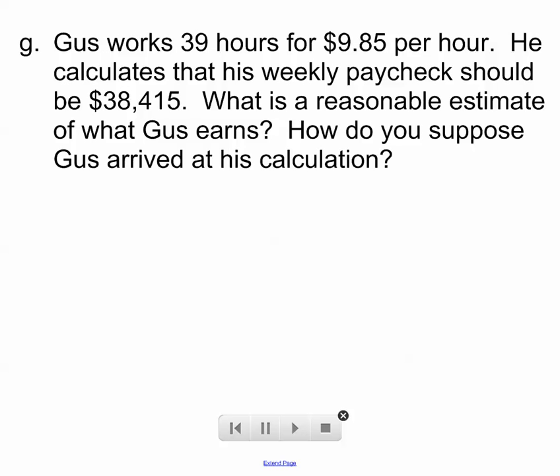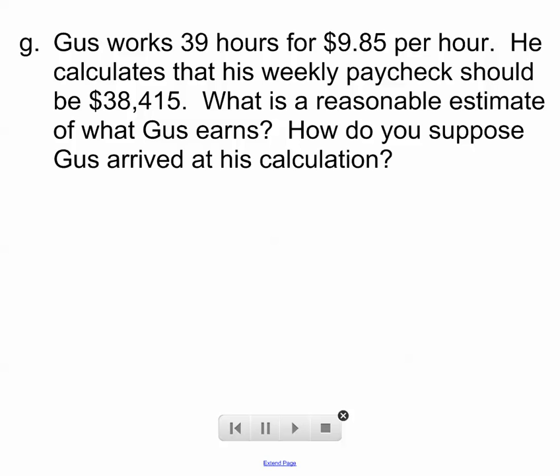Here's an example of what I'm talking about, of why estimating is a good idea. Gus works 39 hours for $9.85 per hour. He calculates that his weekly paycheck should be $38,415. Good job, Gus. What is a reasonable estimate of what Gus earns, and how do you suppose Gus arrived at his absurd calculation? That's an editorial. I put absurd in there.